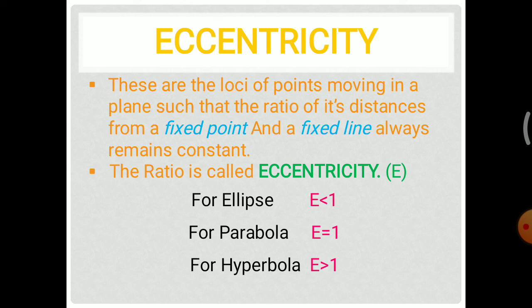And for the hyperbola, eccentricity should be greater than 1, that is 2 by 1, 3 by 1, 4 by 1, or 3 by 2, 4 by 3, 5 by 4. We can take these ratios. So this is the form of eccentricity in these curves, that is ellipse, parabola and hyperbola: for the ellipse eccentricity is less than 1, for the parabola it is equal to 1, and for the hyperbola it is greater than 1.